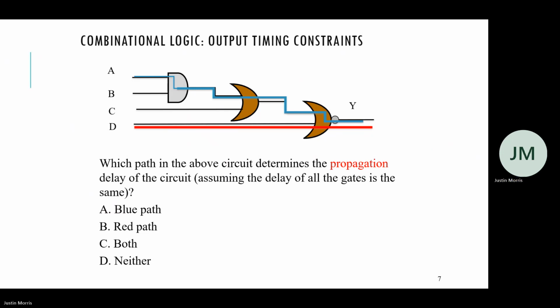And the path that determines the propagation delay of this circuit is A. We're going through 1, 2, 3 gates. If A or B changes, it starts changing here, then here, and then here. So it can take a lot more time than if C or D changes the output. Again, contamination is the minimum delay, propagation is the maximum delay.